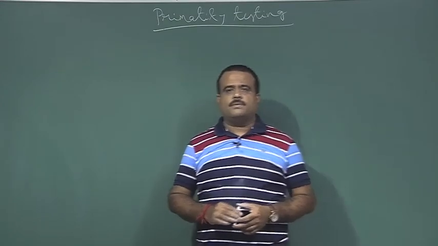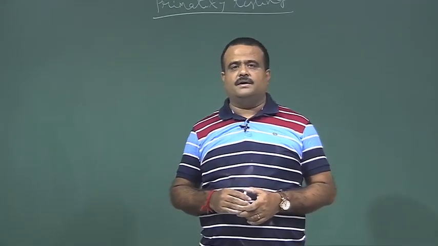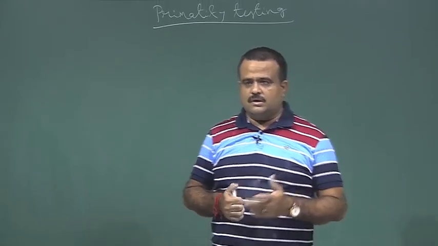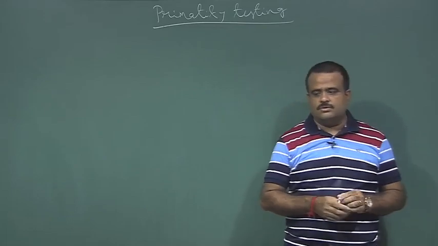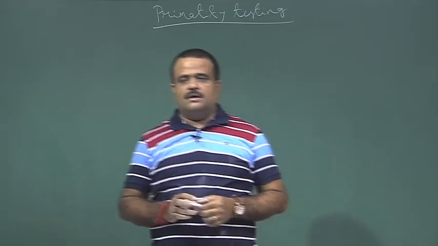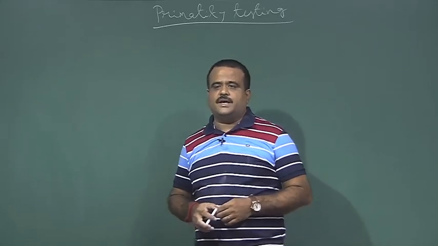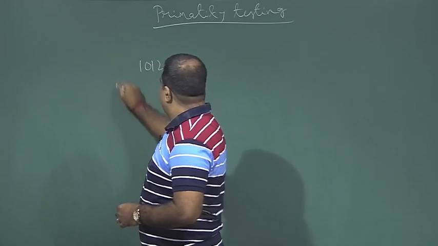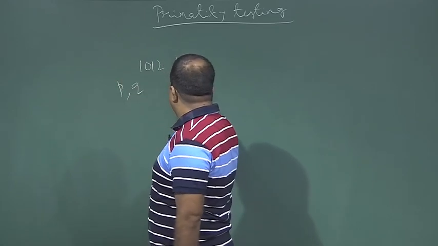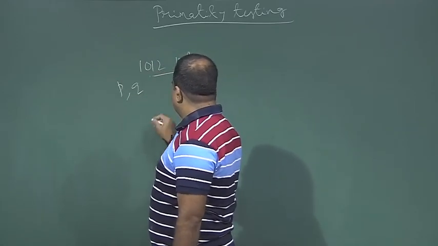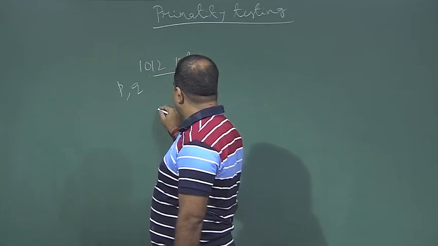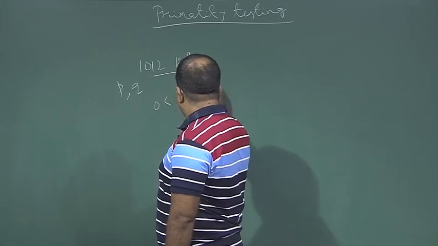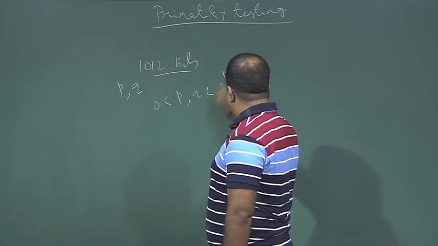Okay, so we talk about primality testing of a number. We need a prime number for our public key cryptosystem, so we want to see whether we can get one. Suppose for RSA we need large primes p and q, say 1024 bits. So we need a prime number which lies between 0 and 2 to the power of this, because it has this many bits.